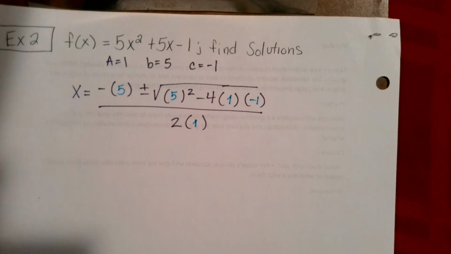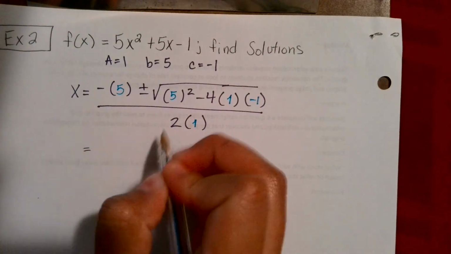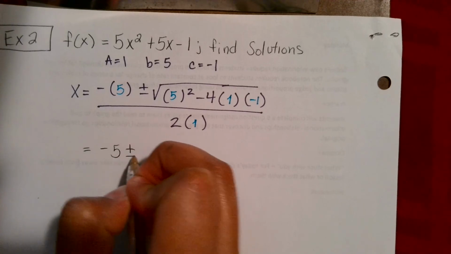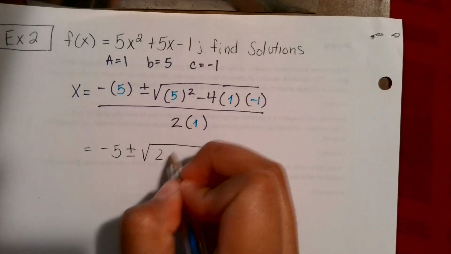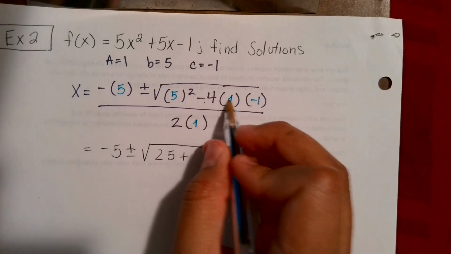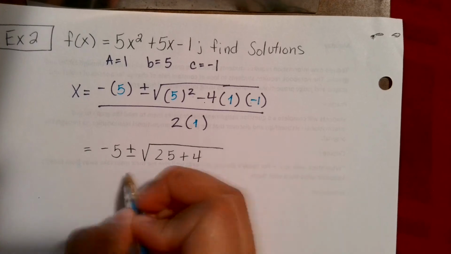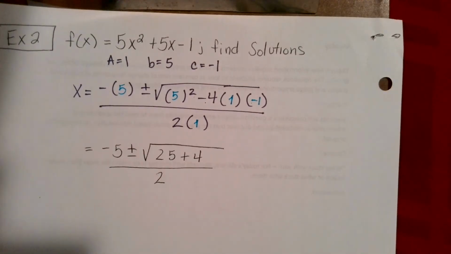So we're going to go ahead and simplify it. So we have -5 plus or minus the square root of 5 squared is 25. A negative times a negative is a positive. 4 times 1 is just 4. And then we're left with 2 times 1 is 2.